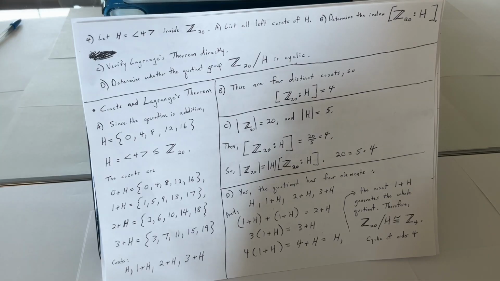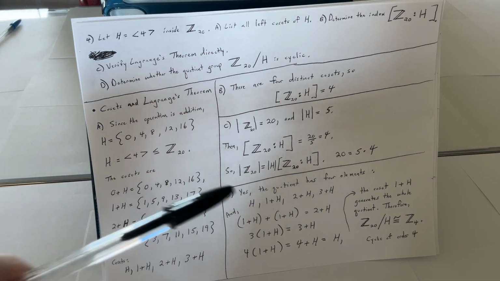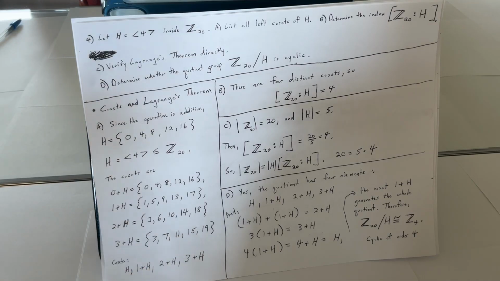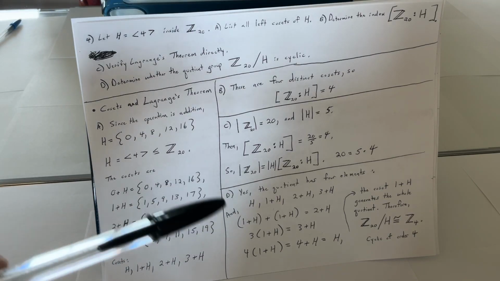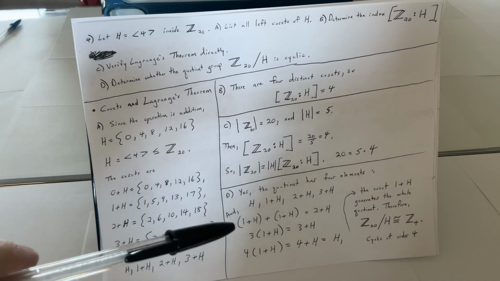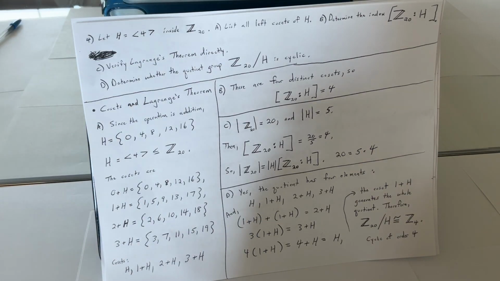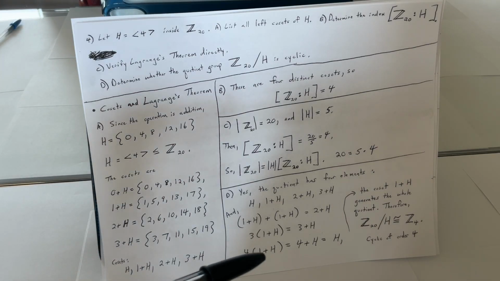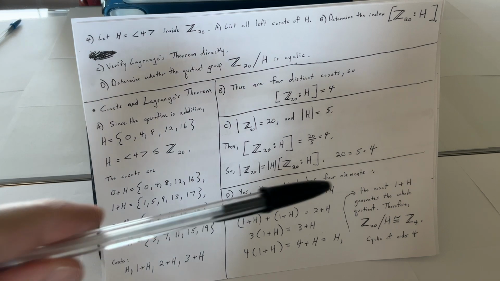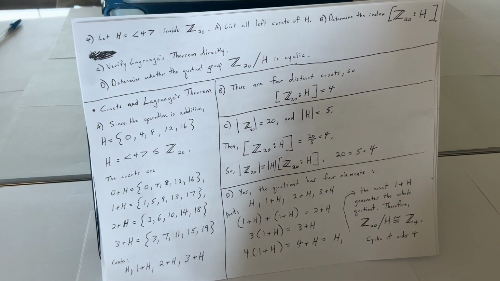Letter D, determine whether the quotient group Z20 over H is cyclic. So yes, this quotient has the 4 elements given before: H, 1 plus H, 2 plus H, 3 plus H. And 1 plus H plus 1 plus H is 2 plus H. 3 times 1 plus H is 3 plus H. And 4 times 1 plus H is 4 plus H, which equals H. So the coset 1 plus H generates the whole quotient. Therefore, yes, cyclic of order 4. So that's number 4. Moving along now to number 5.